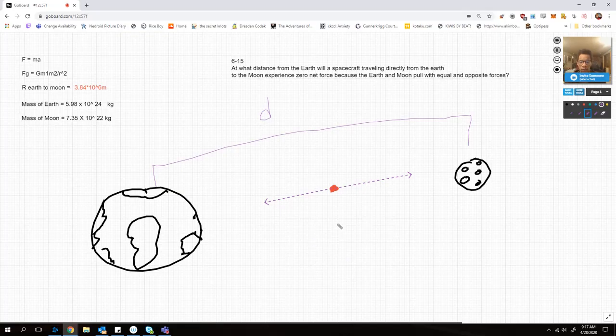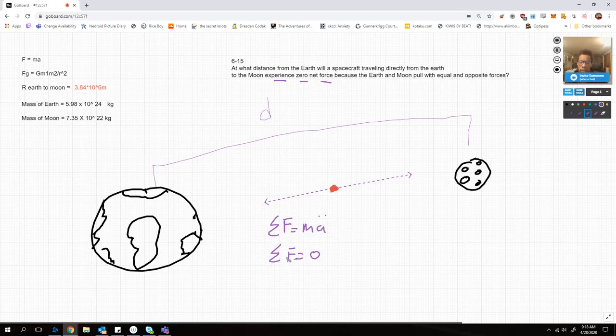All right, so to solve this problem, usually the way I start is first I draw my forces, which I've already done. I'm going to have a force to the left and a force to the right. They should be equal and opposite. The next thing I do is write my force equation, F equals ma. And really it's the net force, so the sum of forces is equal to mass times acceleration. And this problem tells you that it will experience zero net force, so I can set the sum of forces equal to zero.